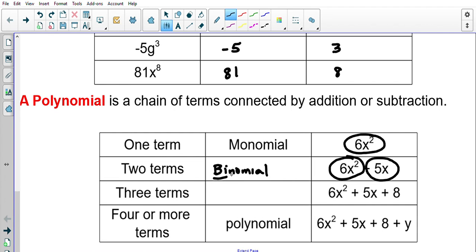And you would recognize bi from like bicycle, meaning 2. 3 terms, 1, 2, 3, would be called a trinomial. Now we don't have any more special names after that. If you have 4 or more terms, we just go back to polynomial. And actually, these all can be considered polynomials. We just sometimes use different terms for them.